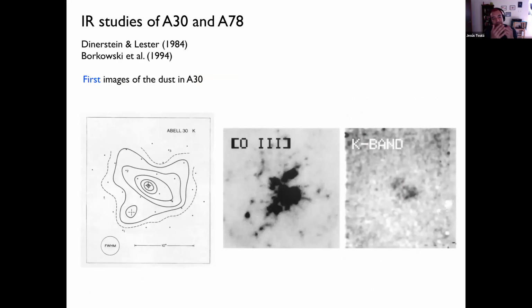With time, we started having higher resolution images, and in 1984 and 1994, these people here presented the first images of the inner region of Abell 30. You can see in the middle panel the oxygen III image. The star is here. There's something like a disk, and apparently a bipolar ejection, one might call it. And the K band is only tracing this apparent disk. This was so far the image that was presented in the literature, the 1994 K-band image.